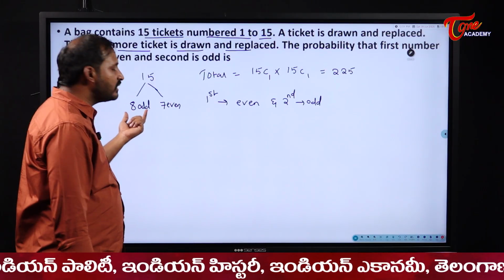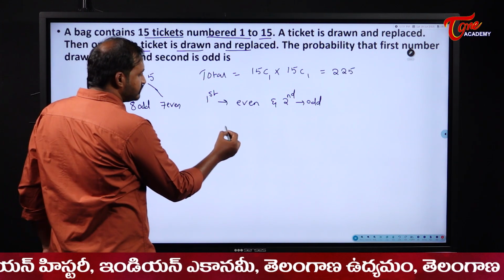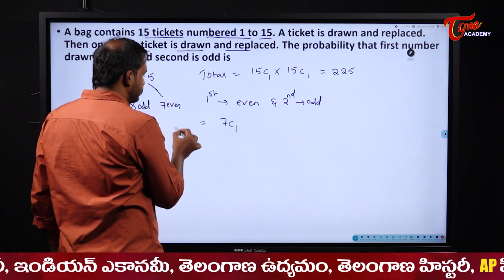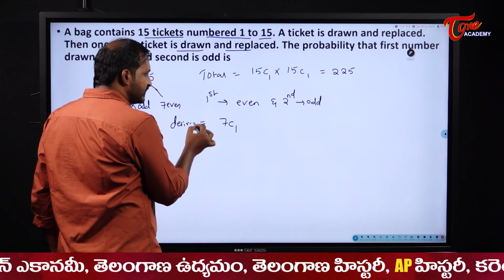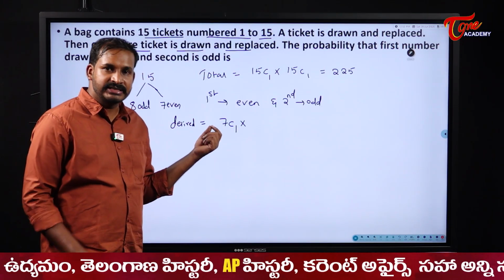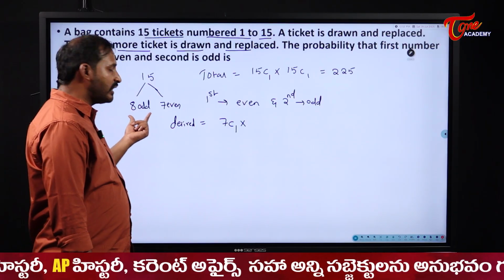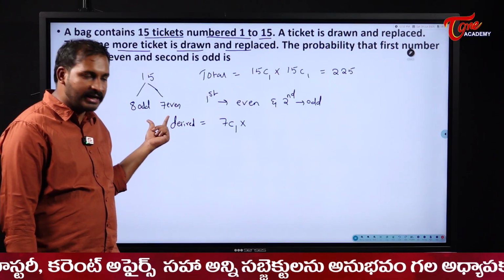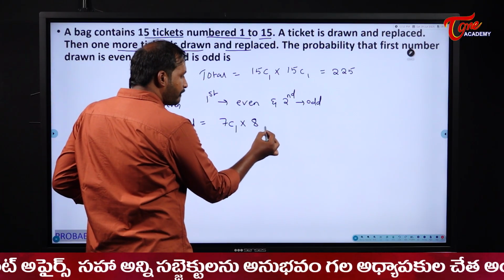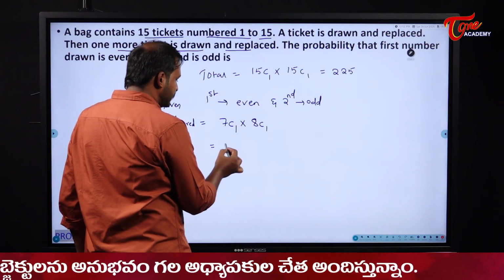So first one is what? First one should be an even numbered ticket. So 7C1. This is the desired one. Desired is 7C1 into, what about my second ticket? Second should be an odd. So that means total how many odd are there for me here? 8. So 8C1. 7C1 into 8C1. So it becomes 7 8s are 56.